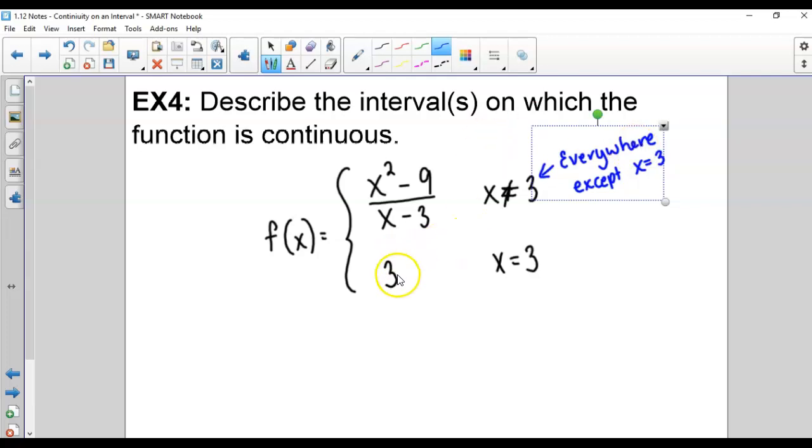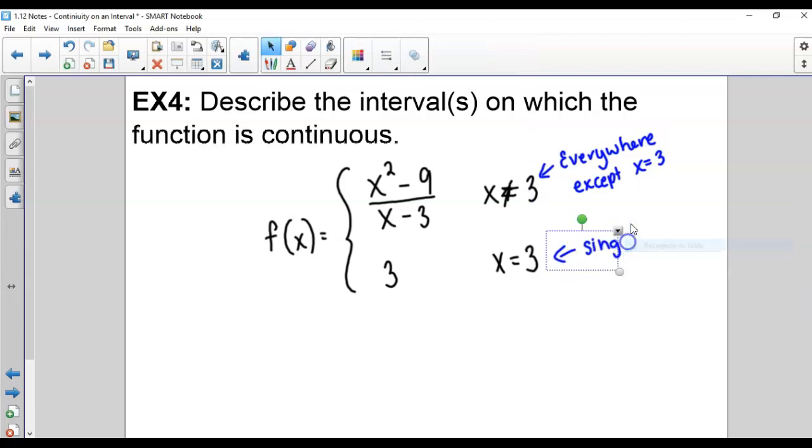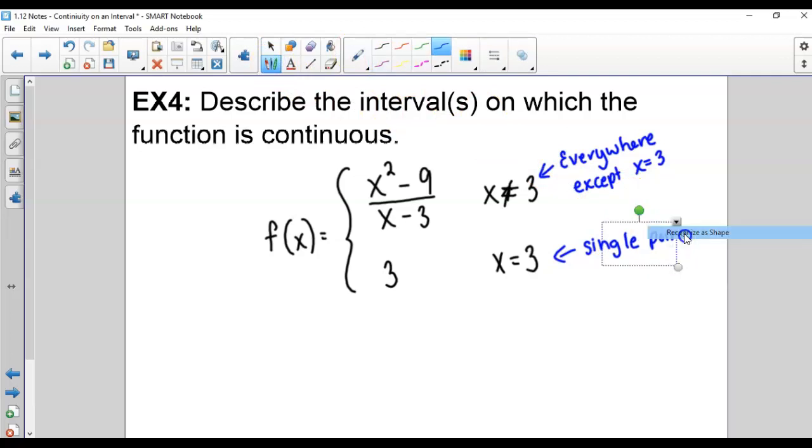And then this 3, it's 3 at 3. This is just a single point that we'll have here. So when I look at this, this is defined everywhere except for x equals 3, and I can see why it's not defined at x equals 3, because if I plug 3 in, I'll get 0 over 0.